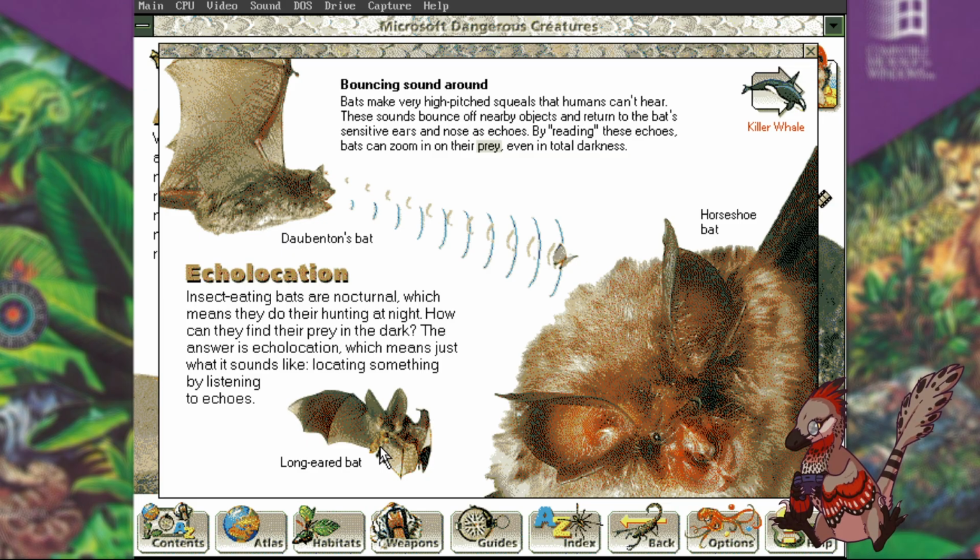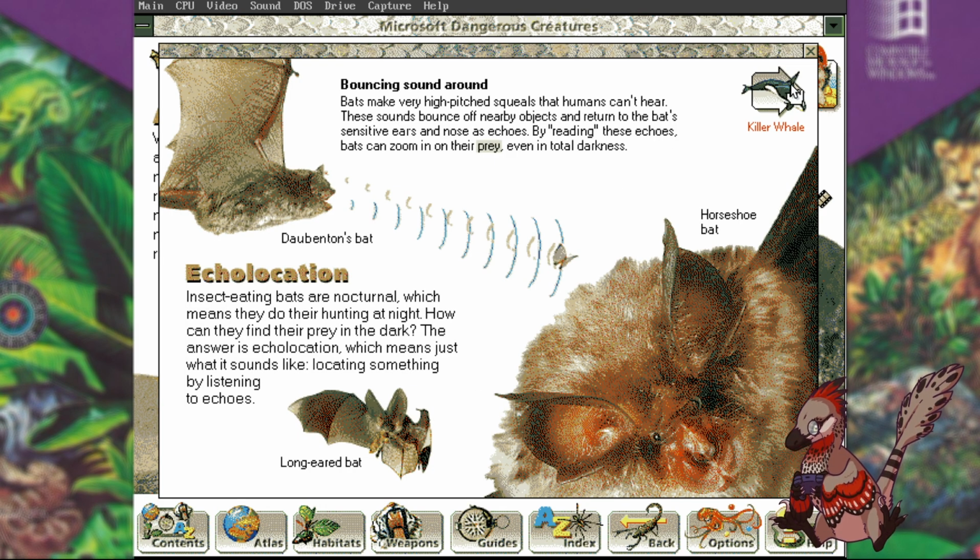Echolocation. Insect-eating bats are nocturnal, which means they do their hunting at night. How can they find their prey in the dark? The answer is echolocation, which means just what it sounds like, locating something by listening to echoes.